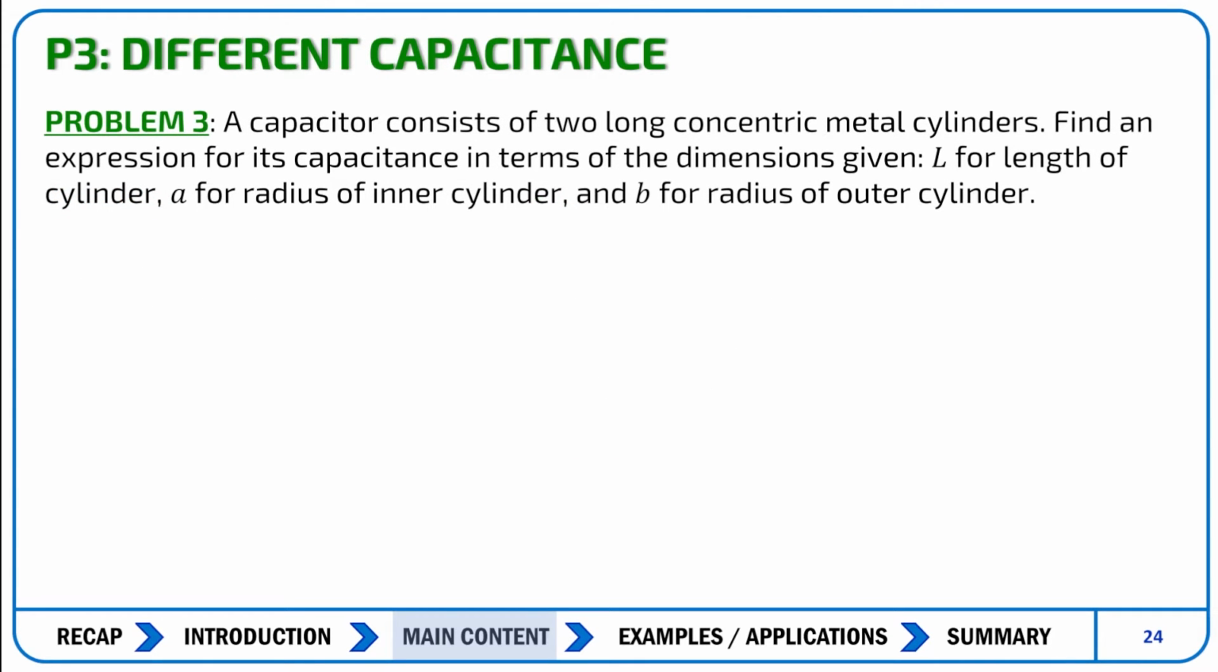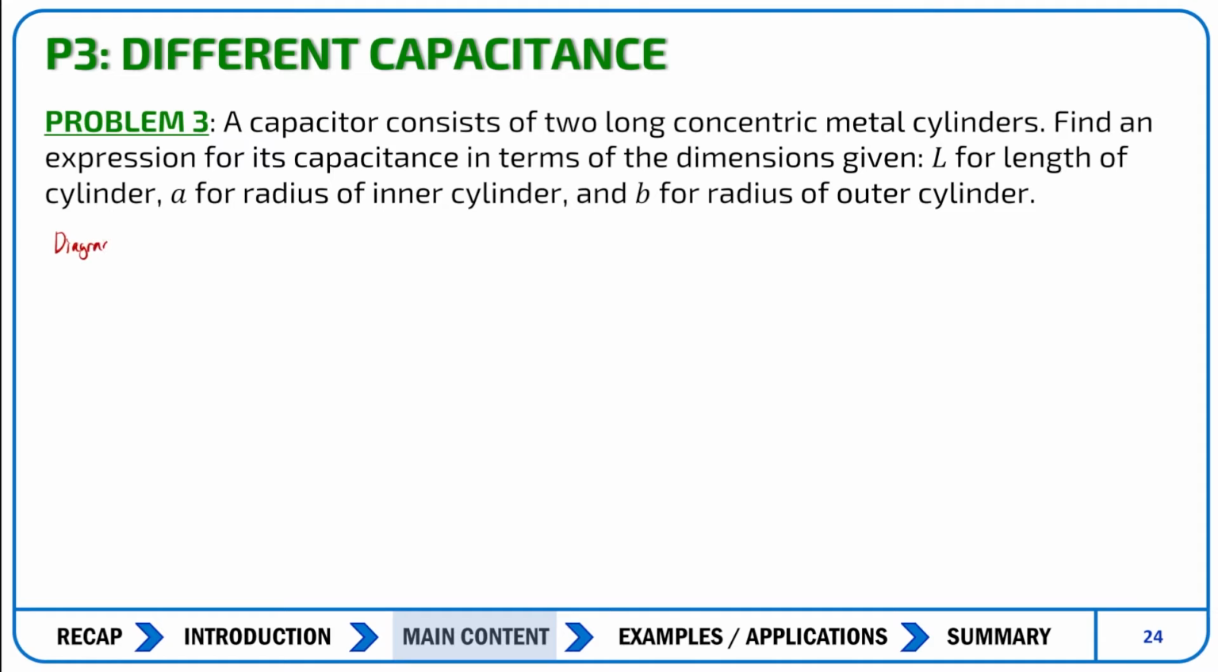Okay, in this problem, we're taking a look at different capacitances. So a parallel plate capacitor system isn't the only system that can be out there. There can be various different shapes. So in this one, we're taking a look at a capacitor that consists of 2 long concentric metal cylinders. So think of it as a rolled capacitor. Find an expression for its capacitance in terms of the dimensions given: L for the length of the cylinder, A for the radius of the inner cylinder, and B for the radius of the outer cylinder.